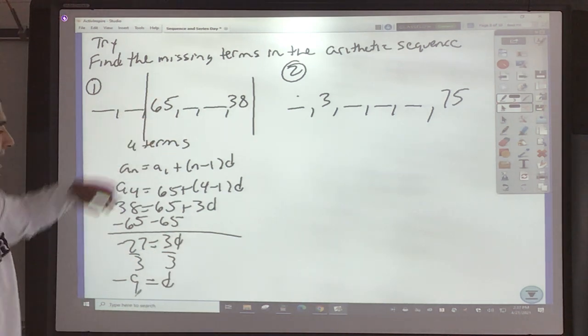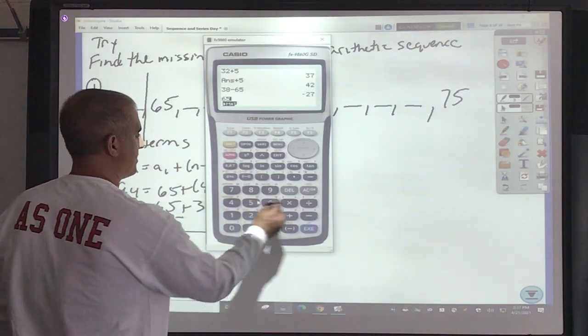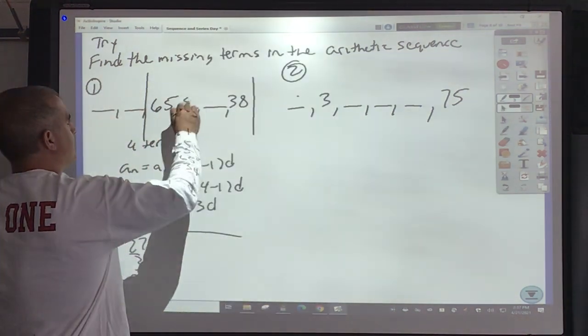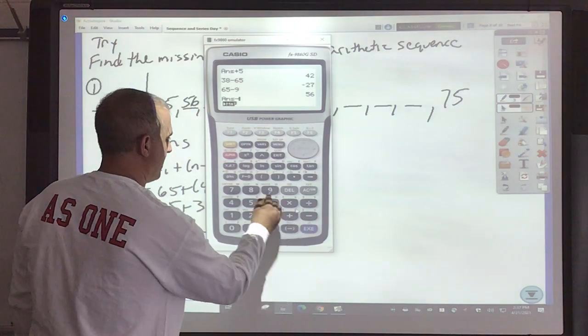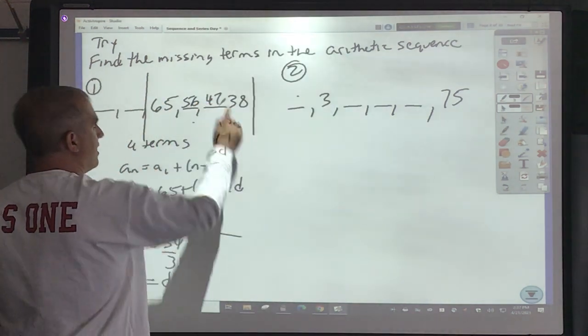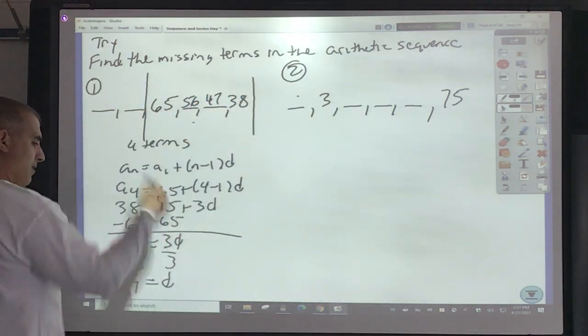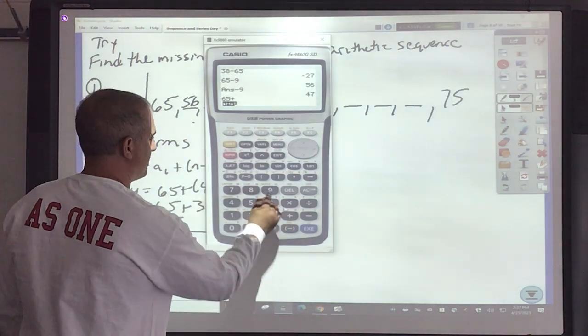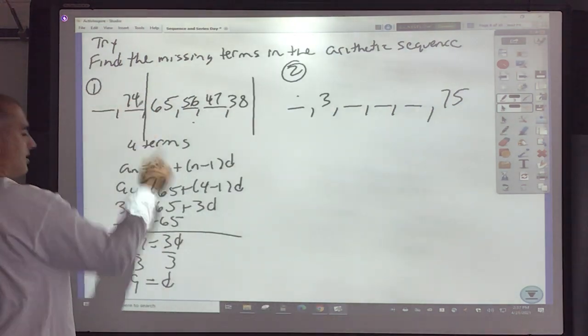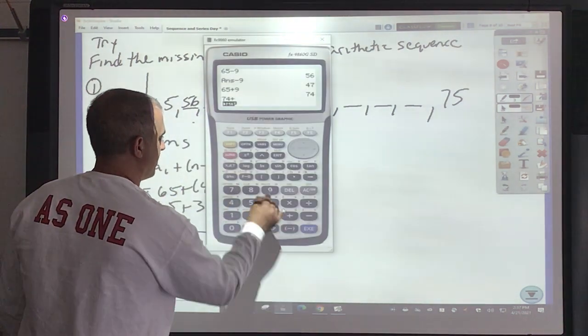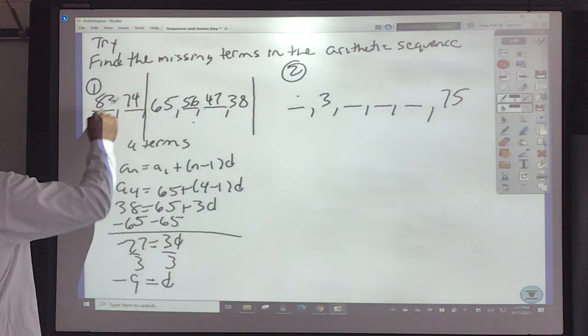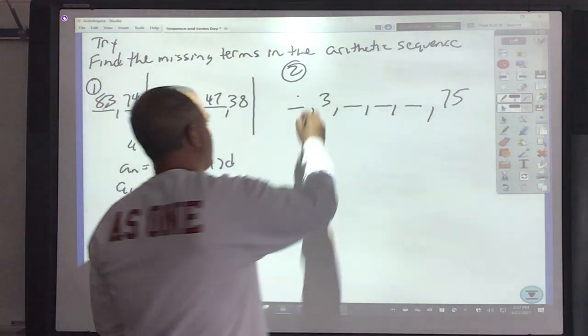So I'm subtracting 9. Okay, so 65 minus 9 is 56. Subtracting 9 again is 47. And if I subtracted 9 again, I get that. How do I go back the other way? Do 65 plus 9, 74. 74 plus 9, 83. Okay? All right, let's do this one.